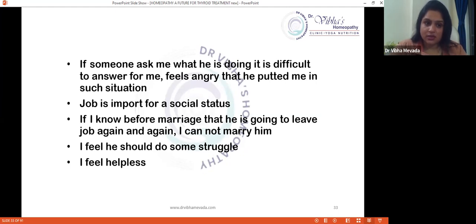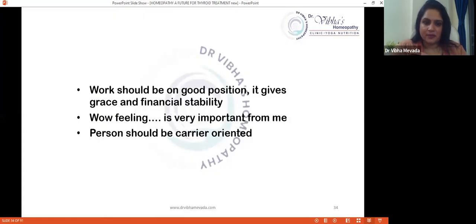According to her, a job is important for social status. Although she had a love marriage, she said, "If I had known about this habit of his, that he is going to switch jobs so frequently, I would never have married him." She feels she should struggle and she feels helpless there. She said, "The wow feeling in the job is very important for me. It's very important to feel that wow feeling in the work."